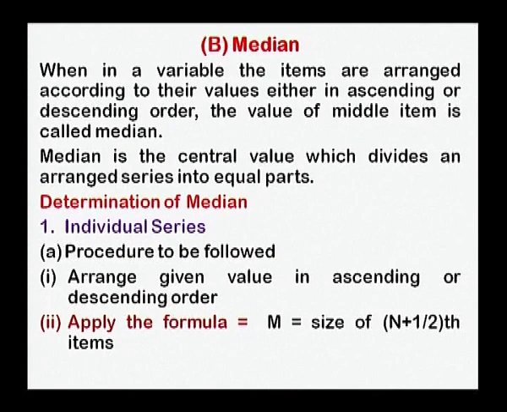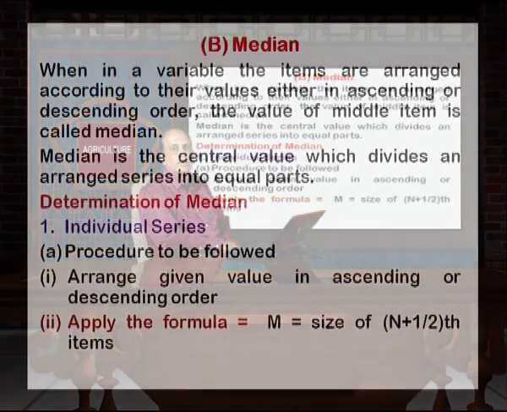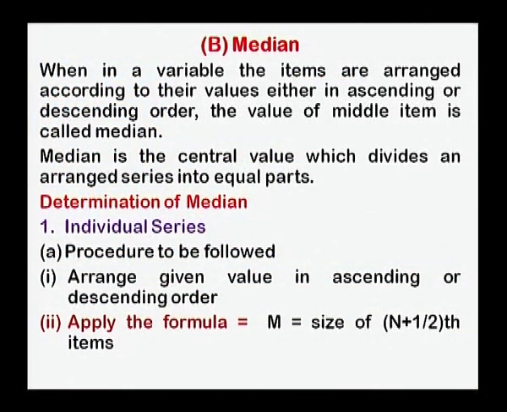Now, first of all, I would like to discuss what median is. When the items in a variable are arranged according to their values, either in ascending or descending order, the value of the middle item is called the median. The median refers to the value that divides the series into two parts. Half of the values are less than the middle value, and half of the values are higher than the median value. Median is the central value which divides an arranged series into two equal parts.